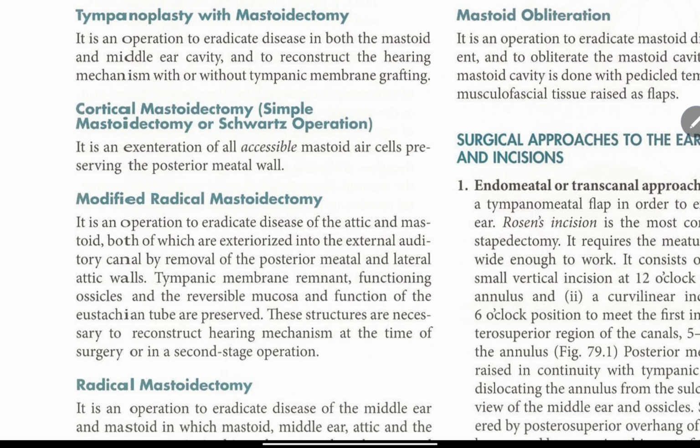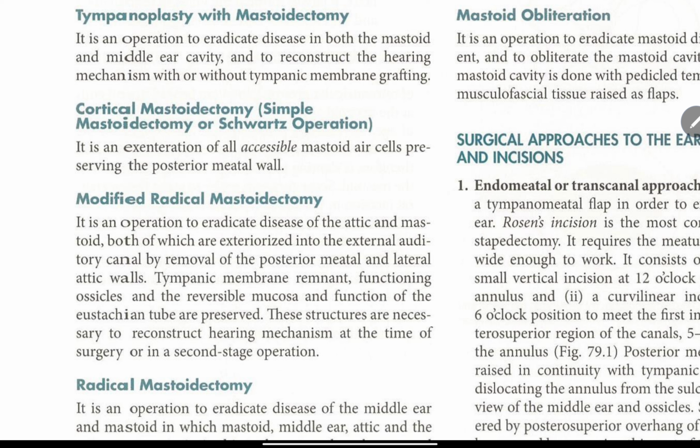Tympanoplasty with mastoidectomy. It is an operation to eradicate disease in both the mastoid and middle ear cavity and to reconstruct the hearing mechanism with or without tympanic membrane grafting. Cortical mastoidectomy or simple mastoidectomy or Schwartz operation. It is an exenteration of all accessible mastoid air cells, preserving the posterior meatal wall.